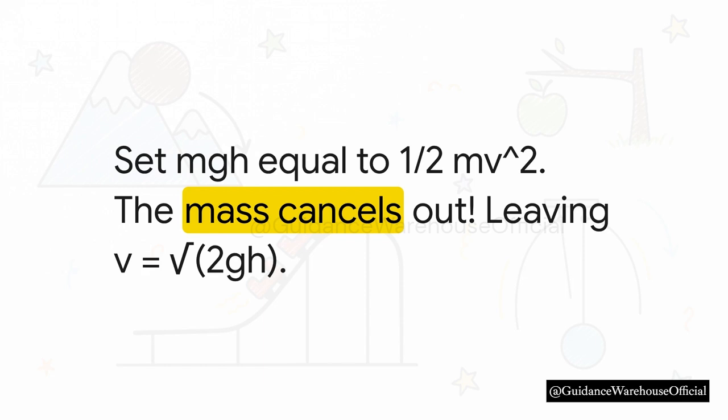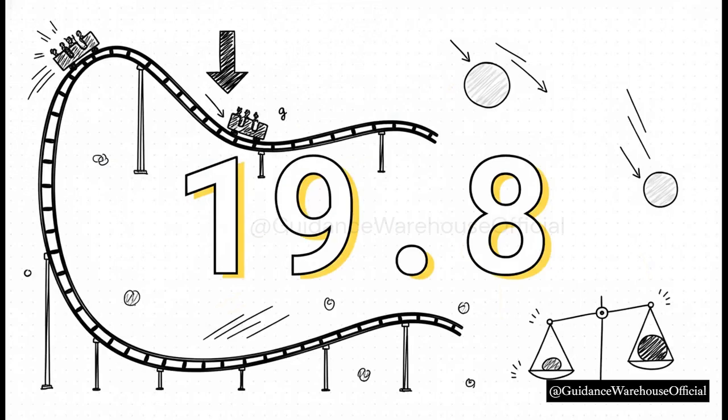Now, here is where the algebra gets really interesting. Notice that the mass variable m is sitting on both sides of the equation. That means it completely cancels out, leaving us with a beautifully simple equation. Velocity equals the square root of 2 times gravity times height. So let's plug our numbers in. We use our standard Earth gravity of 9.8 meters per second squared and our 20-meter drop.